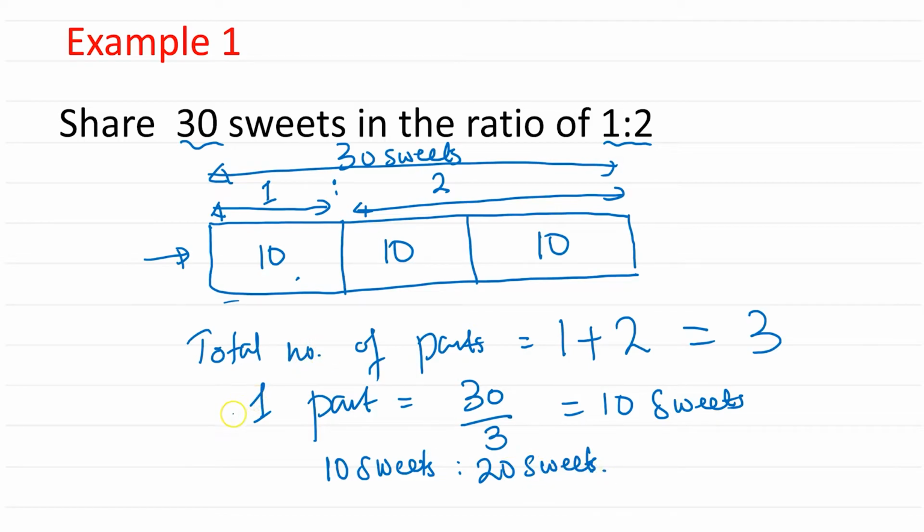Right, what you need to check after you've worked it out is that your total number of sweets must be equal to 30 sweets. You must not share more than what you have and less than what you have. So 10 plus 20 is 30.